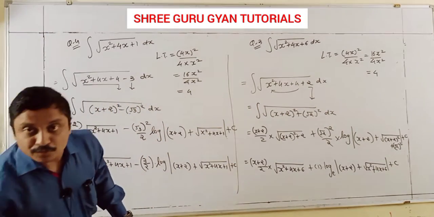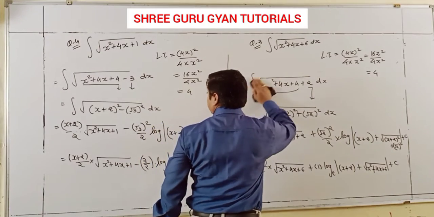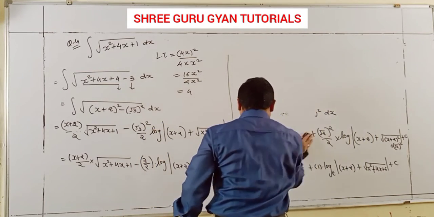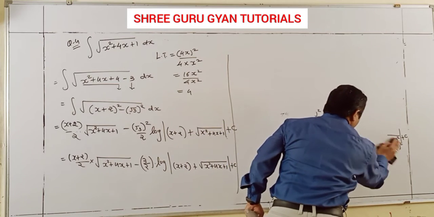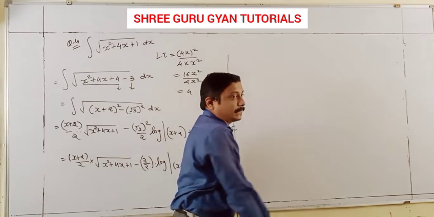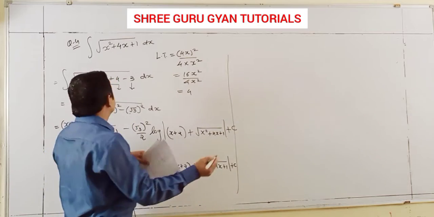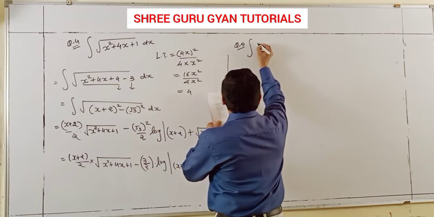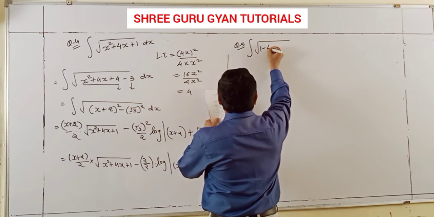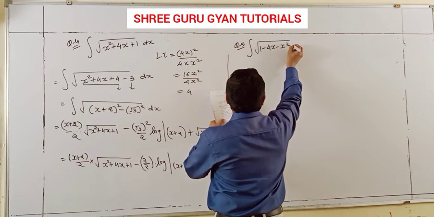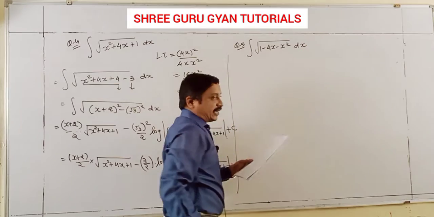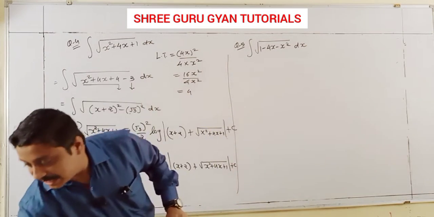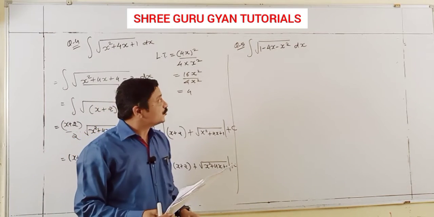Now moving ahead, next, question number 5. Continue. Integration of under root of 1 minus 4x minus x square. Students, here also just think about x square coefficients. I just rechecked my question. 1 minus 4x minus x square.